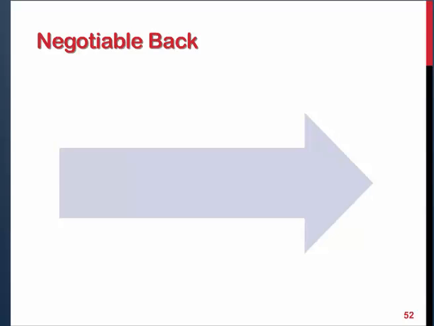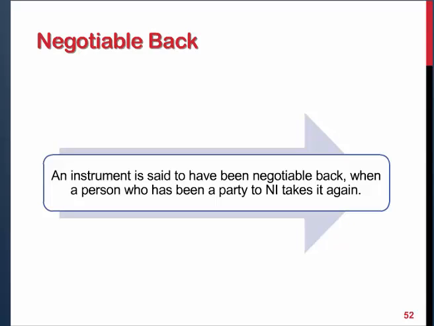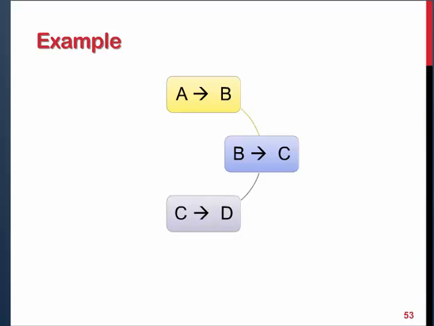Negotiable back. An instrument is said to have been negotiated back when a person who has been a party to a negotiable instrument takes it again. Let's have an example. Suppose A endorses a negotiable instrument to B. Then B endorses the same instrument to C. Again, C endorses the instrument to D. Again, D endorses the same instrument to B.